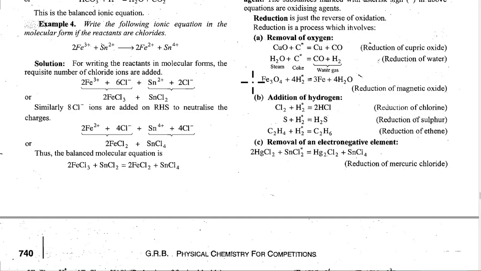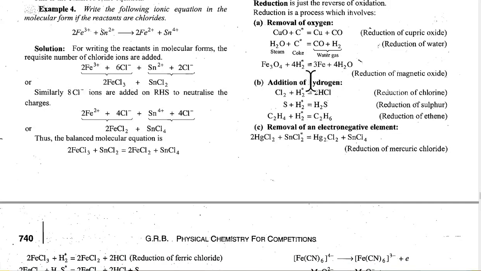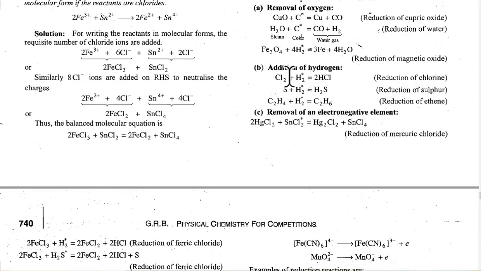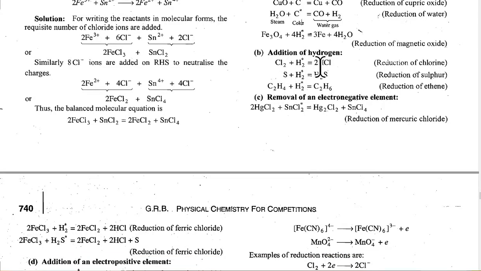So carbon is called a reducing agent. You can take other examples also. Now removal of oxygen, and next is addition of hydrogen. Students, see here, Cl2 when reacting with H2 gives an addition reaction. This is the addition reaction example, getting converted into 2HCl. So we say chlorine gets converted into HCl. So here the reduction of chlorine takes place. It is written reduction of chlorine taking place in this reaction.